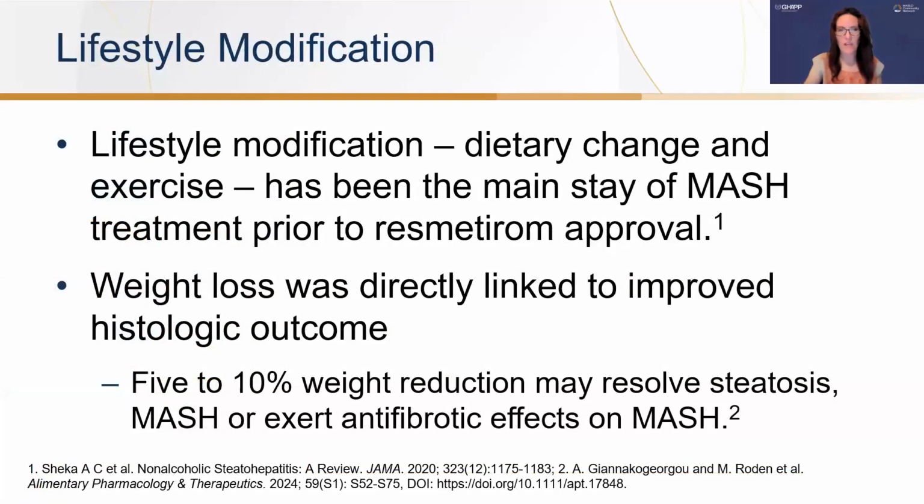So lifestyle modification, we know dietary changes and exercise have always been the mainstay of therapy. We have other medications available to us now, but really it is always in conjunction with lifestyle modification, which is really important. And I think we could all be better about the education that we're giving patients in the clinic. So we know that weight loss is directly related to improved histologic outcomes, especially in patients who are able to lose 5 to 10% of total body weight.